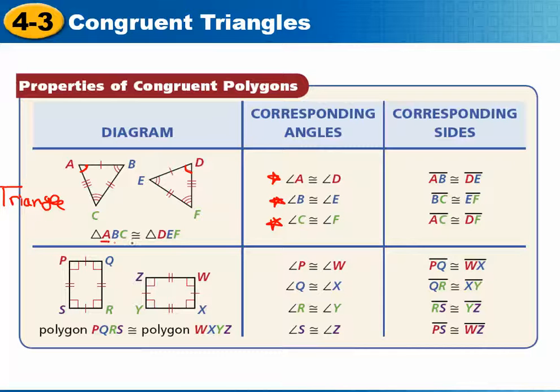We have triangle ABC congruent to triangle DEF. The A and the D are corresponding angles. If they put the A first and the D first, those 2 go together. The B and the E go together, and the C and the F go together because they're last.